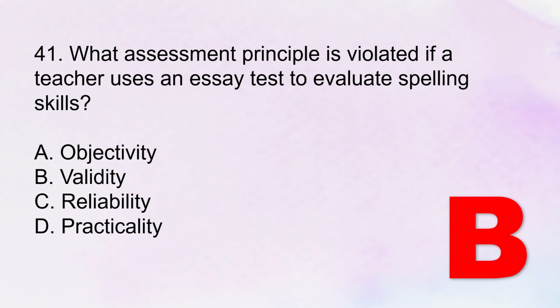The correct answer, of course, is letter B, validity. So this principle refers to whether an assessment accurately measures what it intends to measure. In this case, an essay test is not designed to specifically assess spelling skills, as it would likely involve other writing skills like grammar and vocabulary as well. So the correct answer is validity.